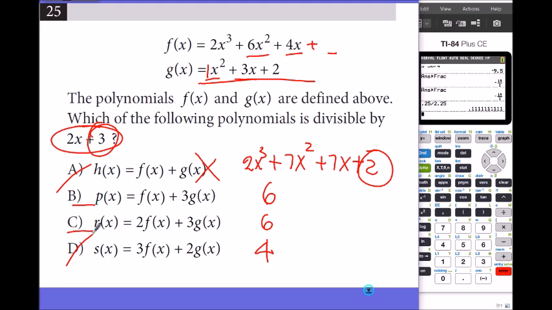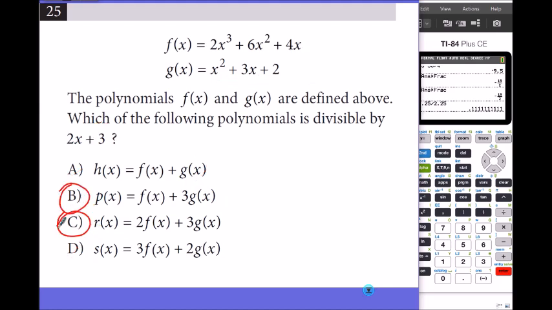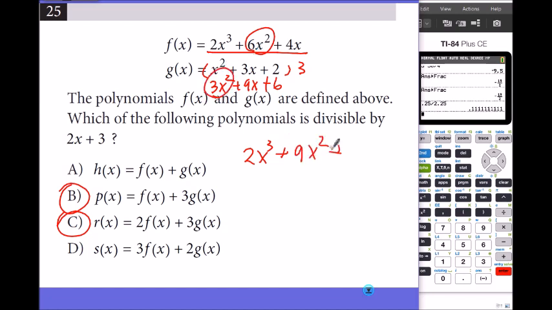So b is f plus 3g. So I get 3x squared plus 9x plus 6 when you multiply the whole thing by 3. Then when you add it, I get 2x cubed plus 6x squared and 3x squared, so 9x squared, plus 9x plus 4x, which is 13x plus 6.